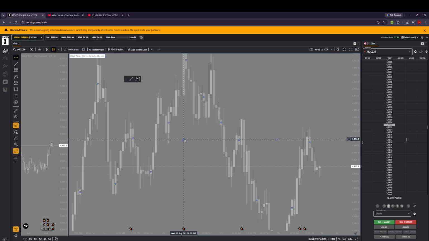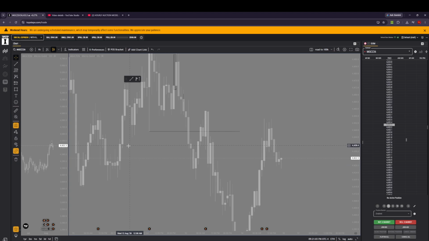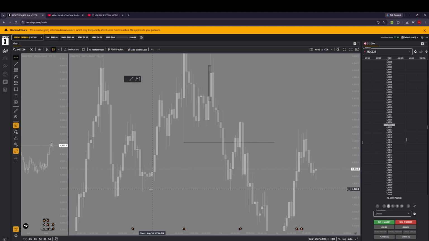What were our profit targets? This wick low right here, a strong liquidity zone, and honestly, these equal lows were amazing as well. And it actually got hit. So these were all profit targets.